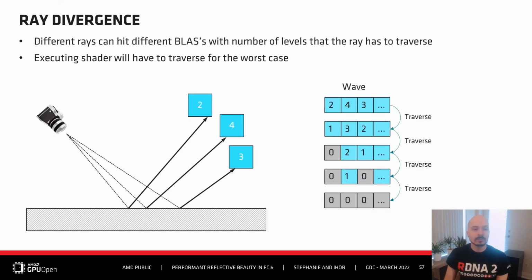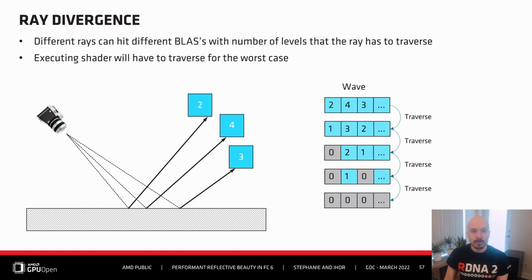So ray divergence is when different rays have to take different amounts of traversals to actually find an intersection within the same wave. This can happen if you have different rays that hit different objects in your scene, or if some rays happen to hit a more detailed part of a BLAS that requires more traversals than surrounding areas. You can see this shown in this diagram here, where we have three different rays that hit three different boxes. Each box has a number which signifies how many traversals that ray will have to go through to find the intersection in that box. And then on the right, we see how this actually executes in our wave.